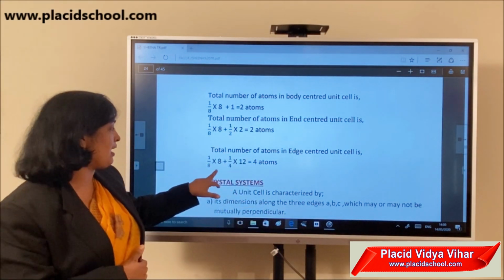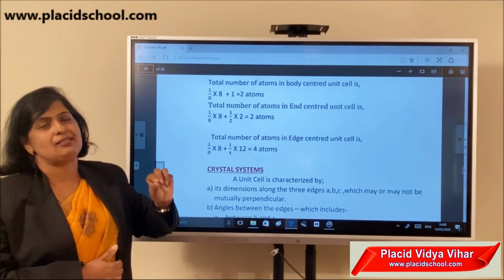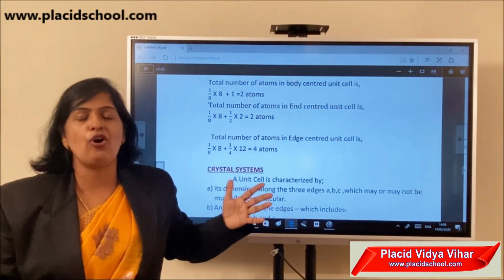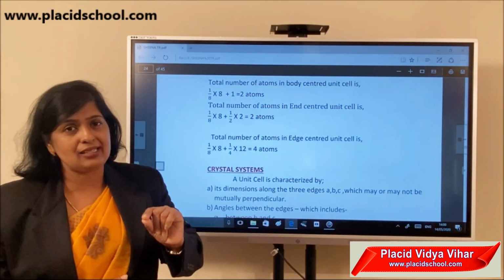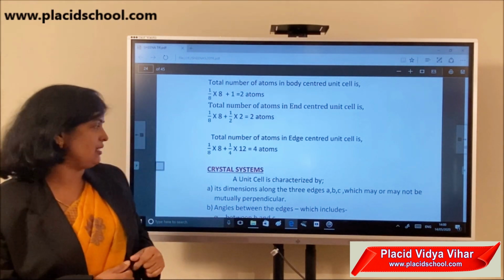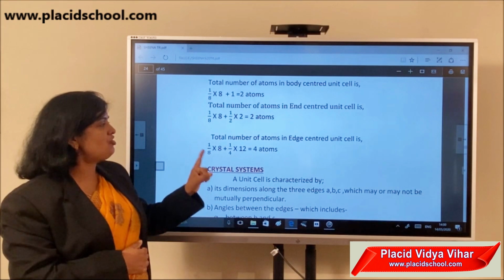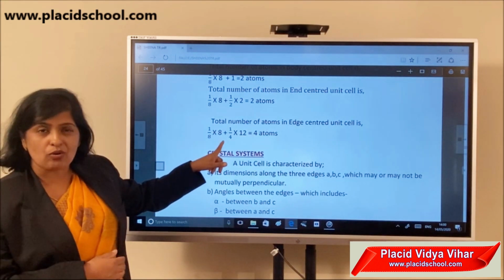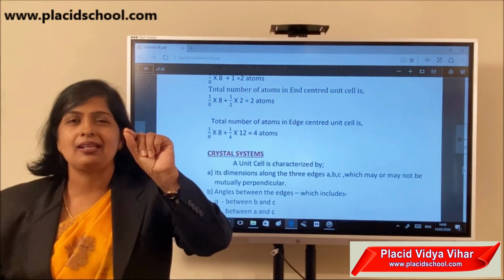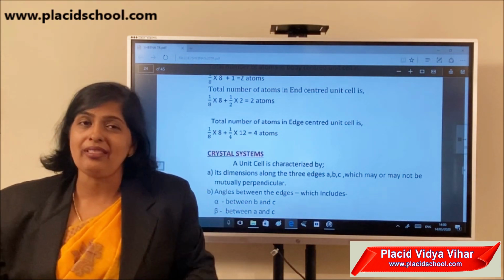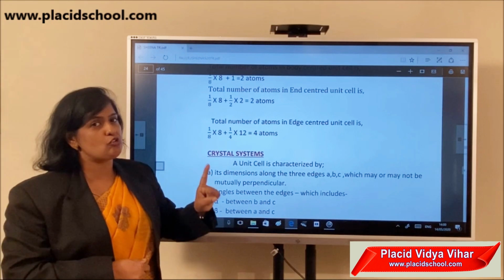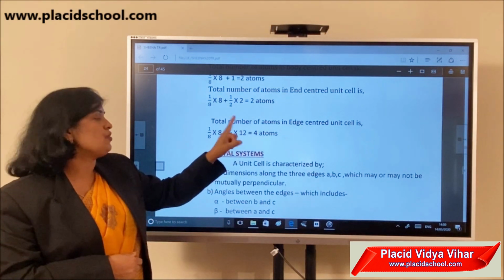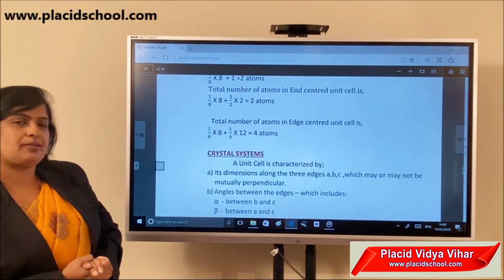There are 12 edges, and I told you a particle at the center of the edge shares with 4 other unit cells. So the total number of atoms in an edge-centered unit cell is 1 by 8 into 8 plus 1 by 4. Why does 1 by 4 come? Because a particle at the edge center shares with 4 unit cells. So the contribution of each particle at the edge is 1 by 4. So 1 by 4 into 12 edges is equal to 4 atoms.